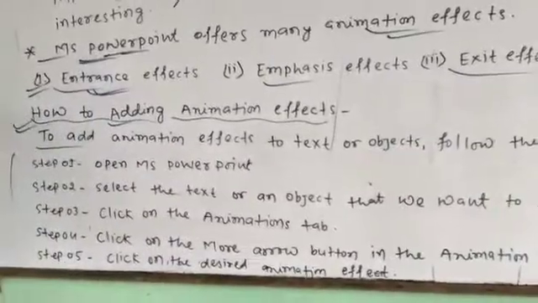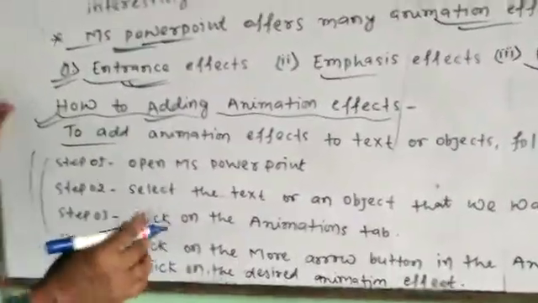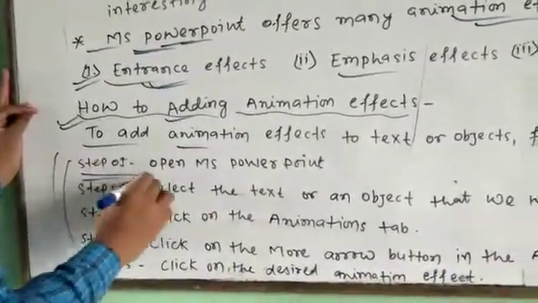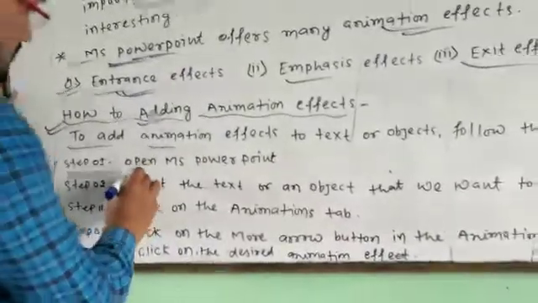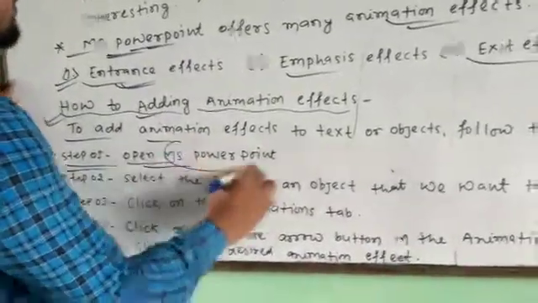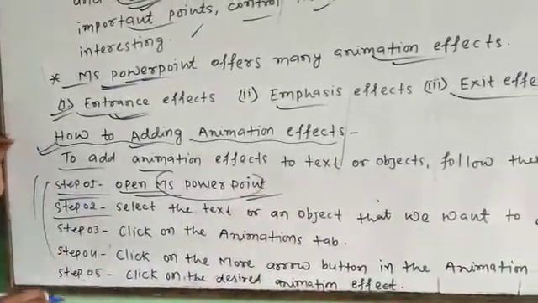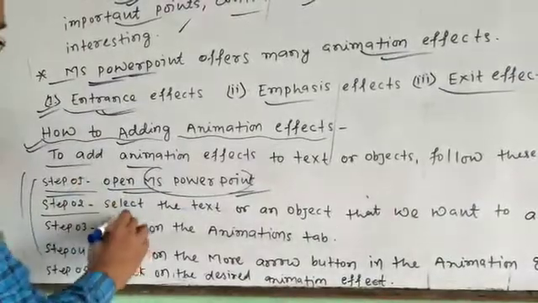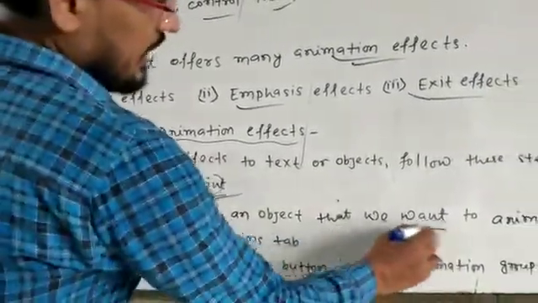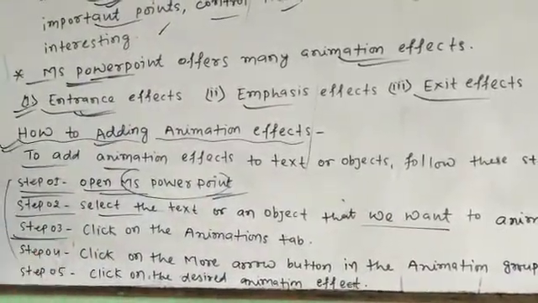We follow these steps to add the animation effect to our object. Our first step is, first of all, open Microsoft PowerPoint. Then the second step is to select the text or object that we want to animate, and then go to the third step.